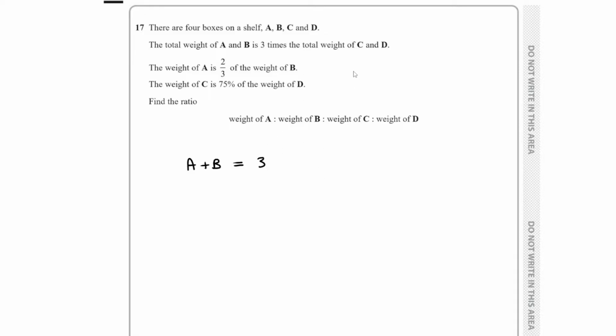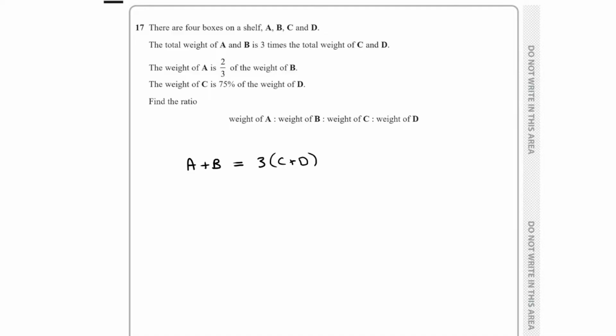So then it's 3 times the weight of C, so C plus D, put that in brackets. That's my first equation. I'm just trying to translate the words, like the sentences, into equations, basically. And then let's look at the second sentence. I'm just going to do this for all 3 sentences and see where that helps.